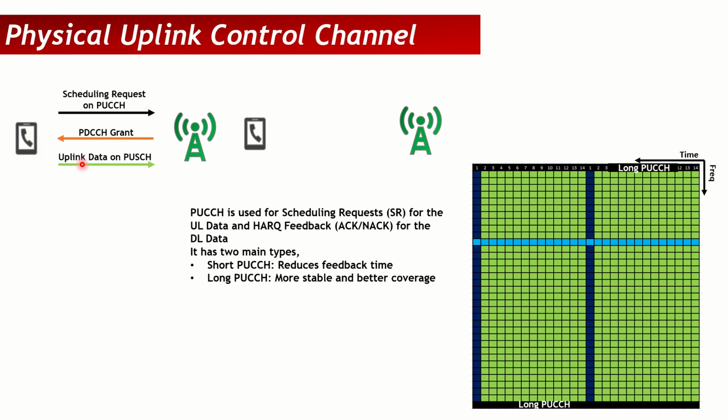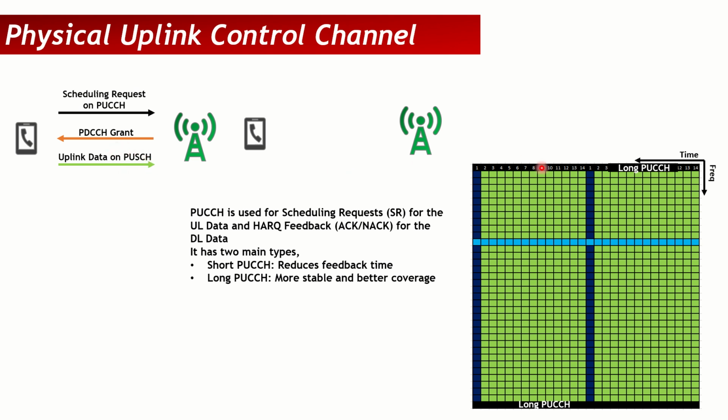Then the UE will send uplink data on the PUSCH, which will carry the actual picture or actual video that we want to upload. So basically, to request the data, we need to send it on the PUCCH. It's the request, and then after we have sent the request, we get an allocation, and the allocation then is an uplink allocation. This is where we actually put our data.